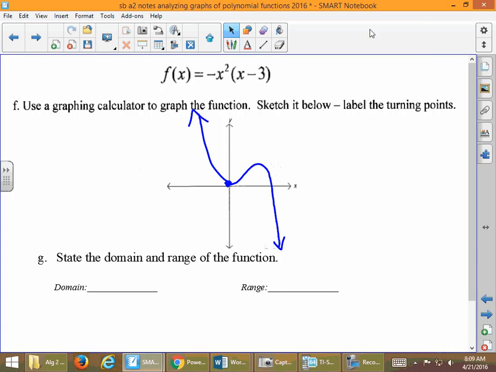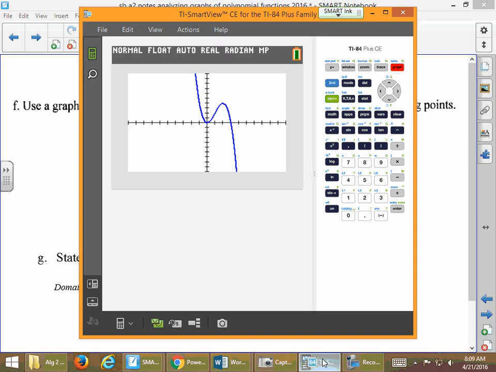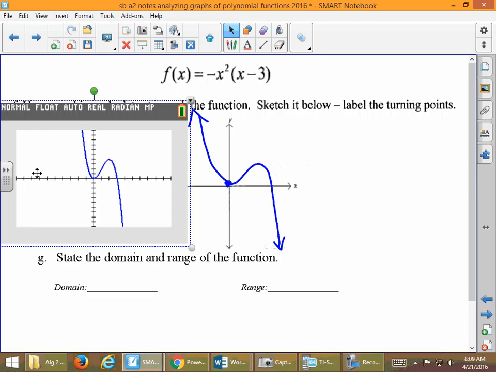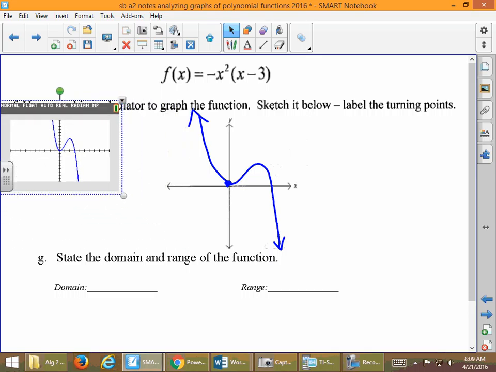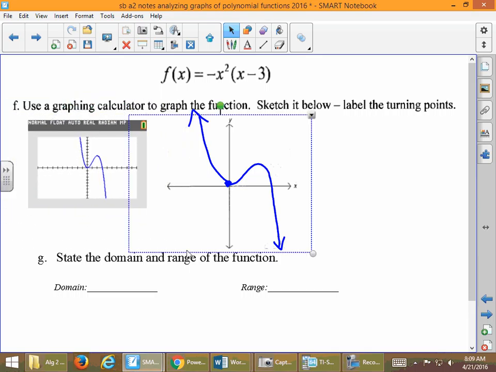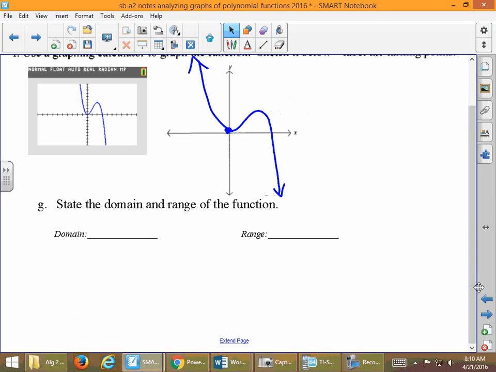Look at the picture one more time. Maybe I'll just scan that in real quick there. And roughly. So the last part here on our graph is, what's the domain of this function? There's only really one answer.